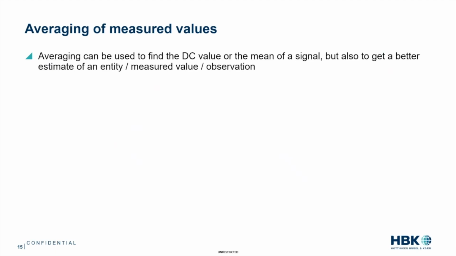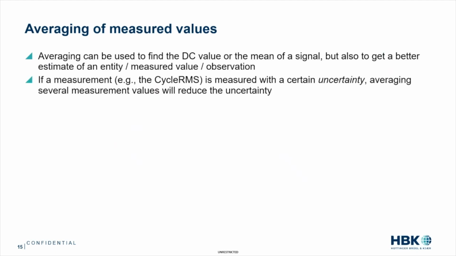One of the other reasons that I mentioned before to take the average is to get a better estimate of an entity or of a measured value or of an observation or whatever you want to call it. And that is something that you, for example, do when you measure a weight with a scale that is not very accurate, and every time you measure a slightly different weight. Then in order to get a better approximation of the actual weight of what you're measuring, you do a number of measurements and then you average them to get a better estimate.